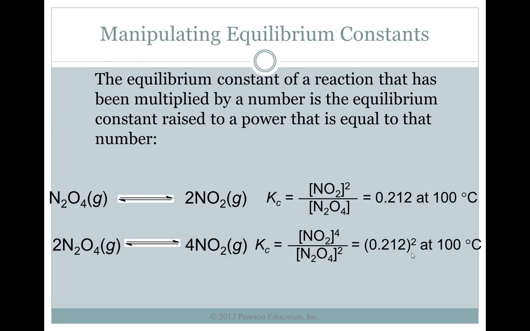The equilibrium constant of the reaction that has been multiplied by a number is the equilibrium constant raised to the power that is equal to that number. So for instance, if we multiply this entire equation by 2, that then changes the coefficient. So this becomes 2 times 2, that comes to 4. So that 2 turns into a 4, and this 1 turns into a 2 because of the differences in the coefficients.